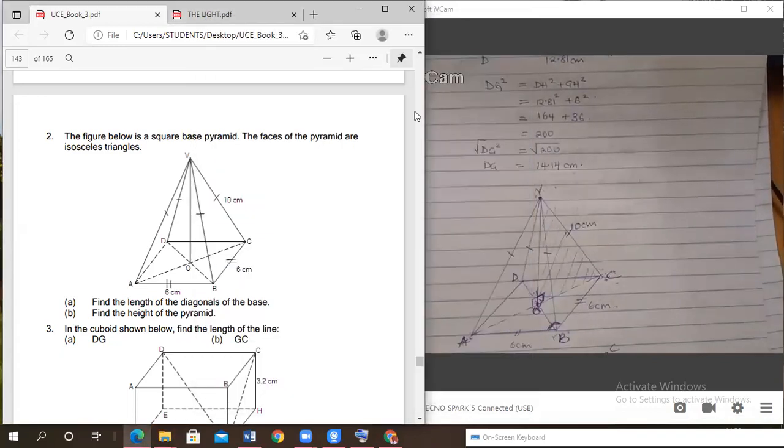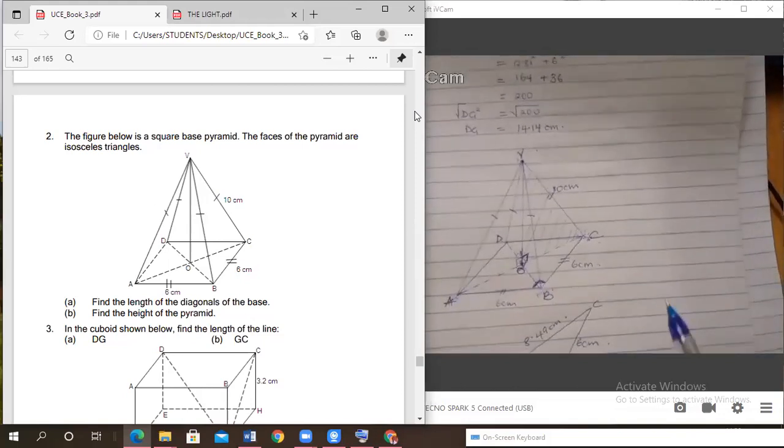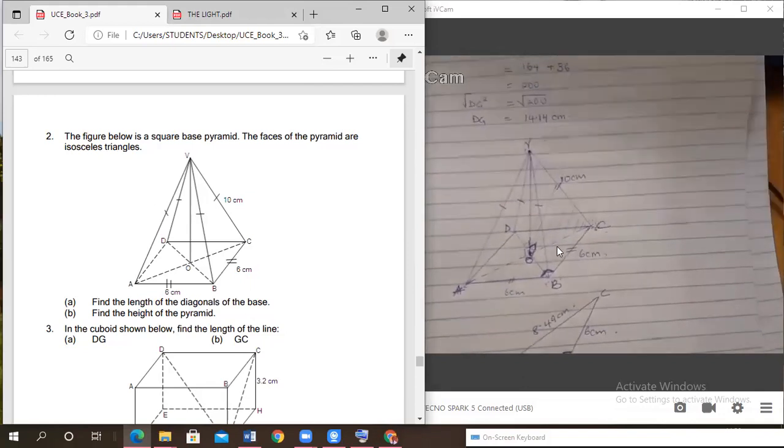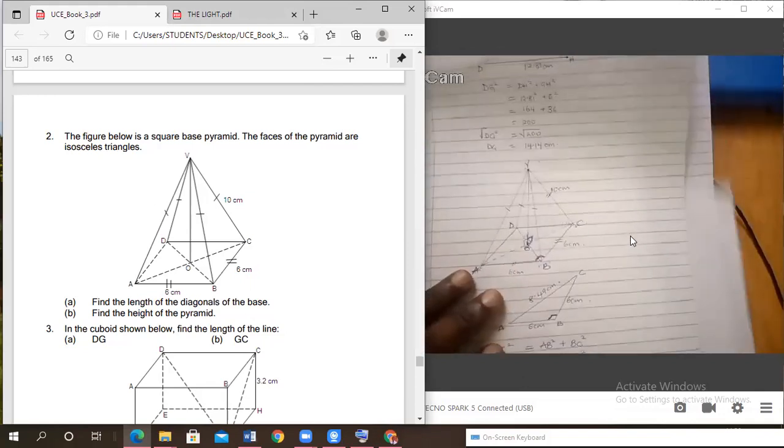Okay, so let us proceed. For us to find this height, we must know the distance OC, the distance from O to C. Remember what I told you: AC is bisected into two at O. So AO is half of AC, and also OC is half of AC. So we have to first obtain OC.